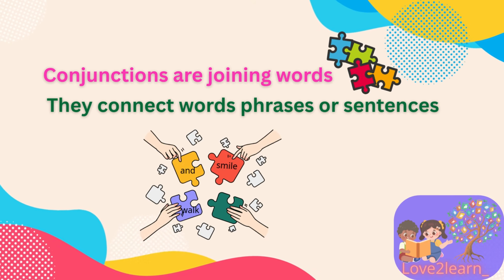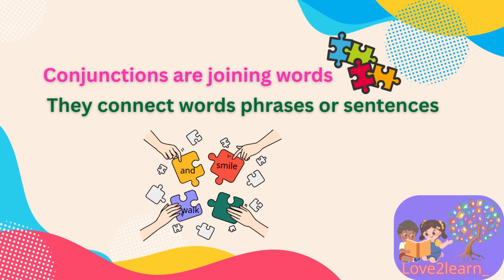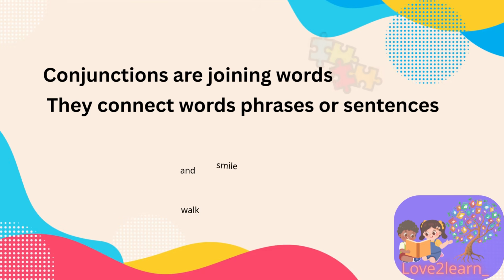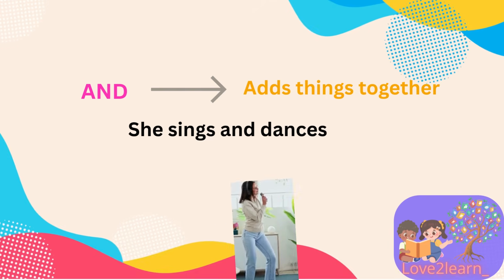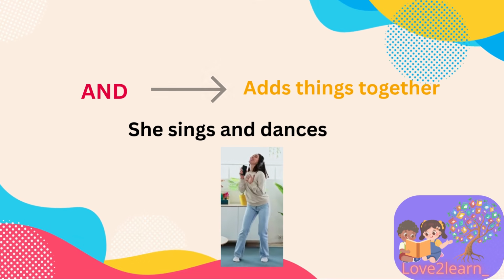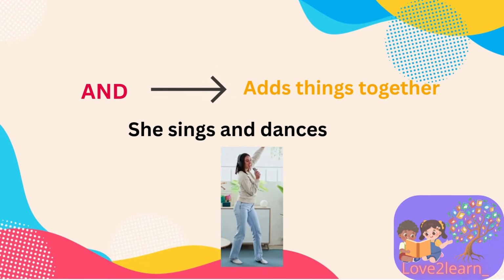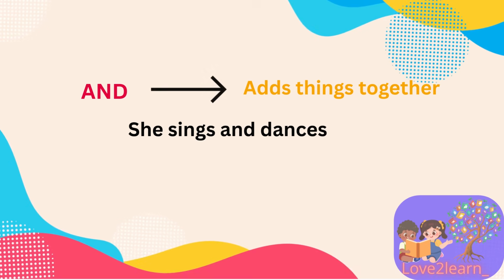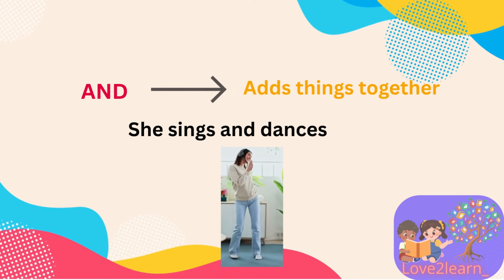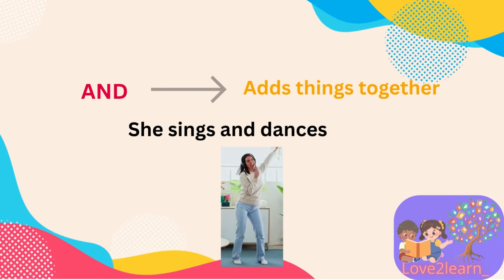Conjunctions, or joining words. They connect words, phrases or sentences. Now let's see the first conjunction, and, which adds things together in a sentence. Example: she sings and dances. Here you can see and is used to join sings and dances together.